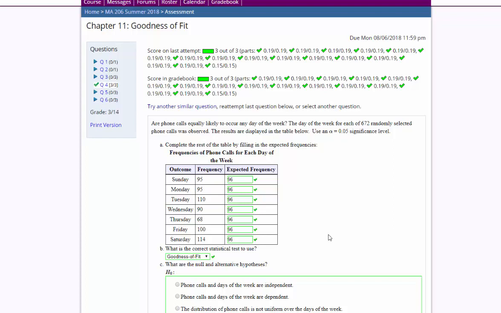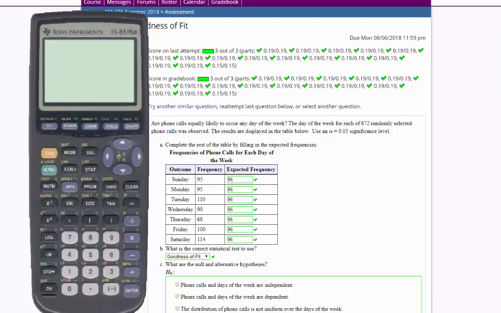All right, so that's what you would have to do to compute the test statistic and p-value on a calculator that doesn't have the built-in command. A little more steps, sure, but is it worth it to buy a new calculator? I don't know. I'm gonna let you decide.